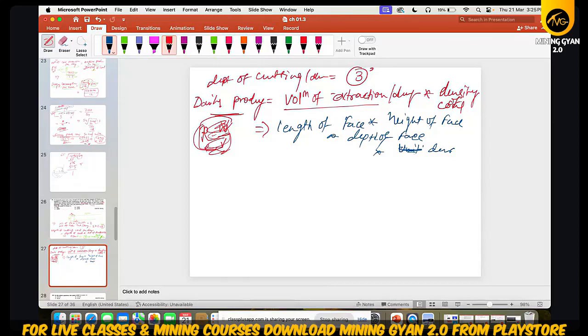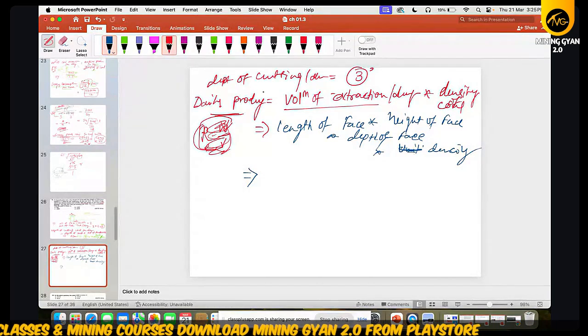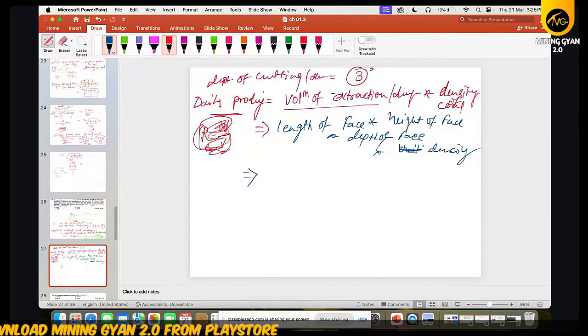Okay, so daily production we have to calculate, otherwise he can ask anything. So you should know how this formula we have created or somebody has created. Okay, so daily production कैसे निकालेंगे?